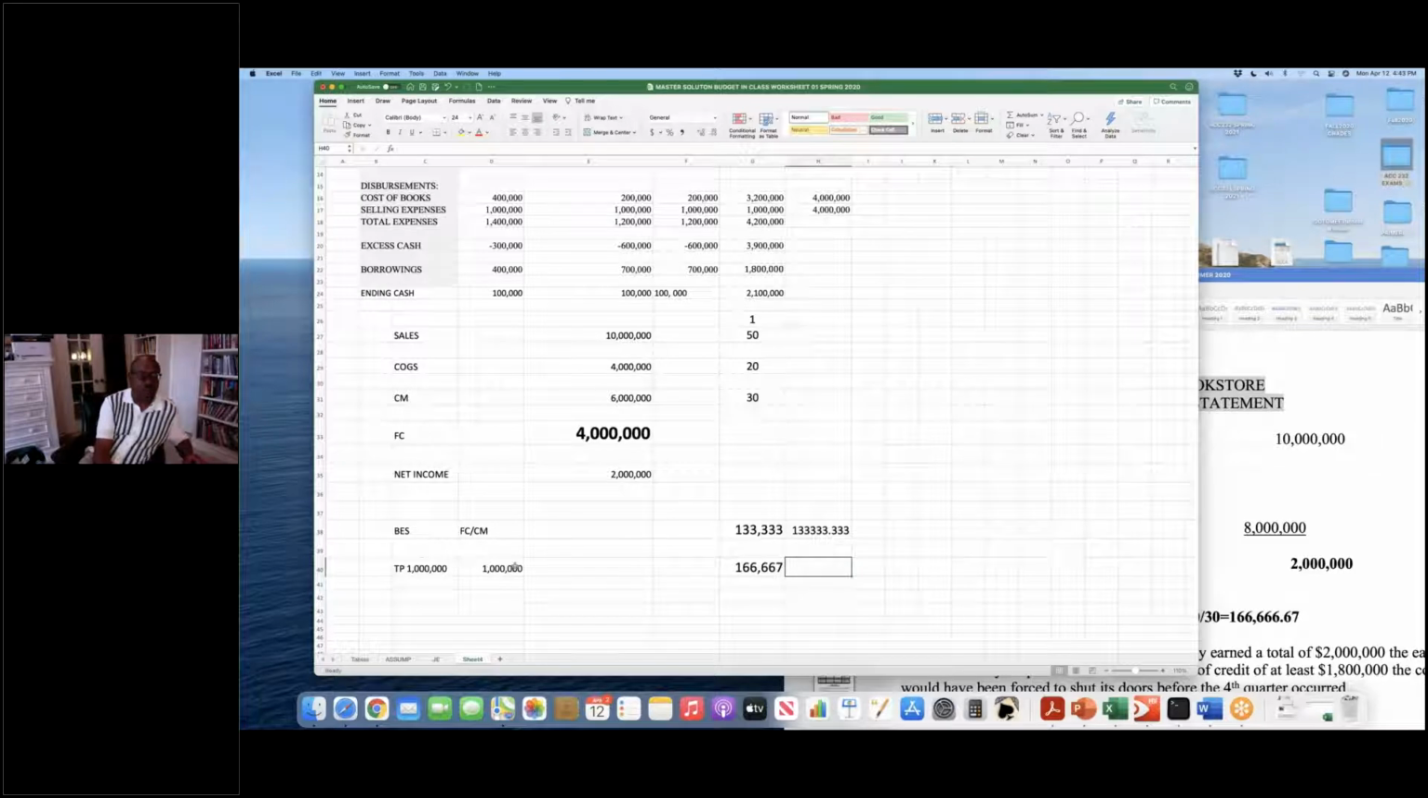So target profit of $1 million. So we got $1 million here. So we got equal, shift parentheses. Now the fixed cost plus parentheses, parentheses. Put a slash. Backspace. Slash 30.